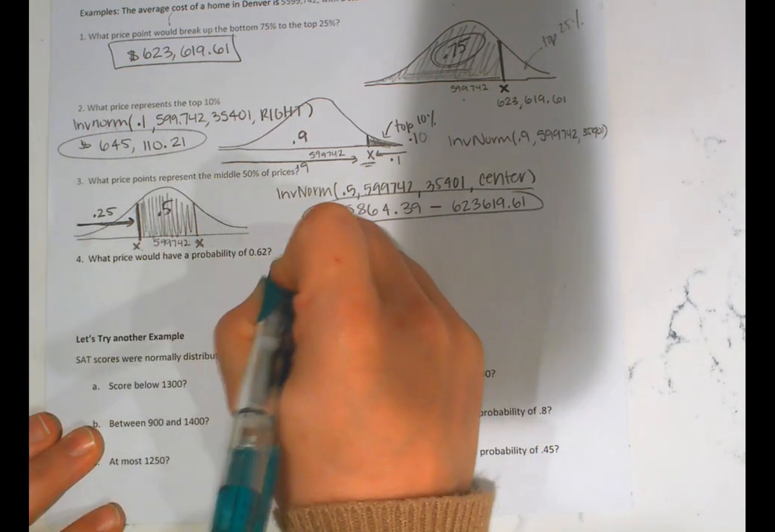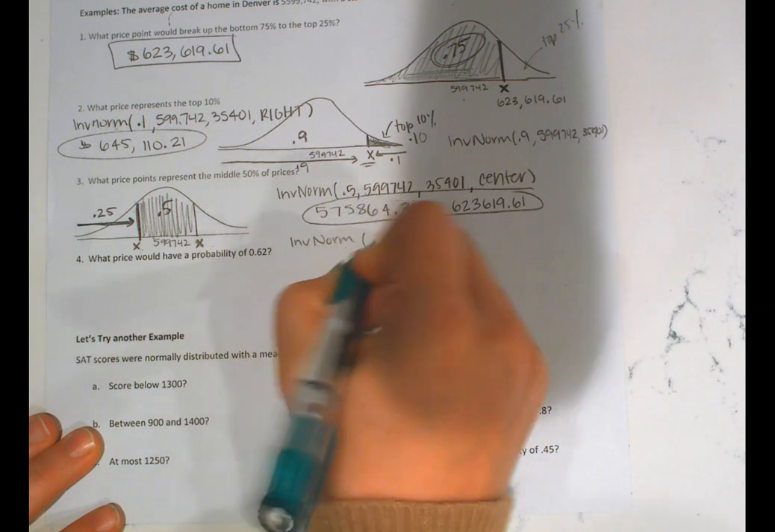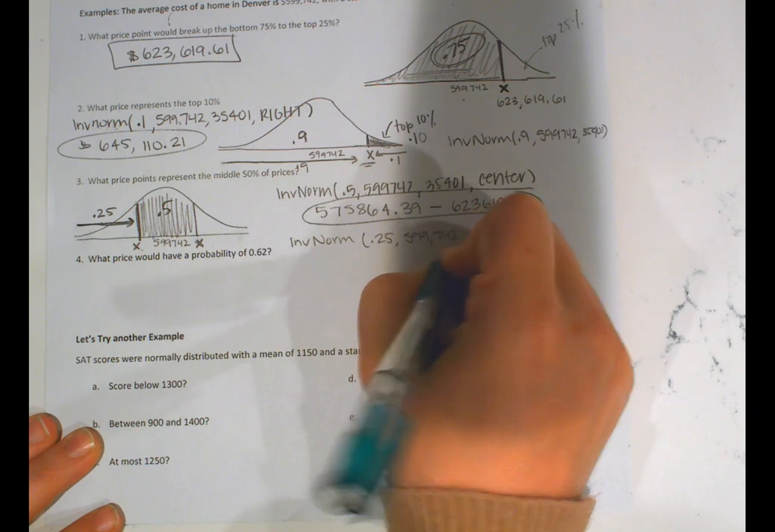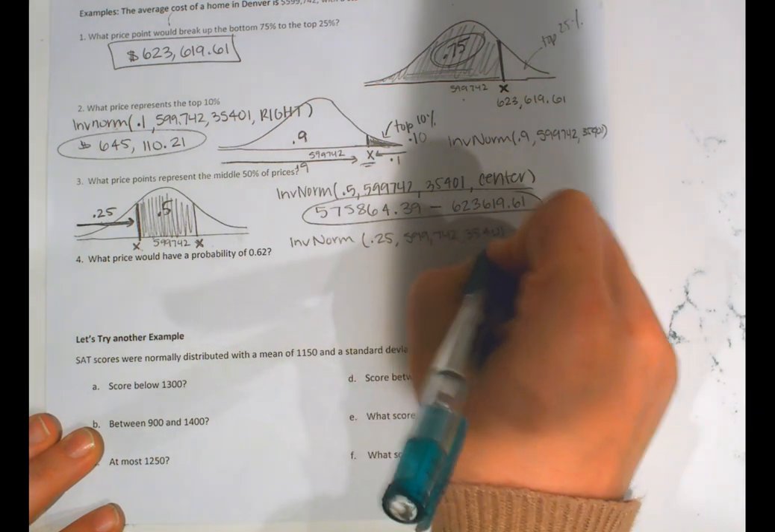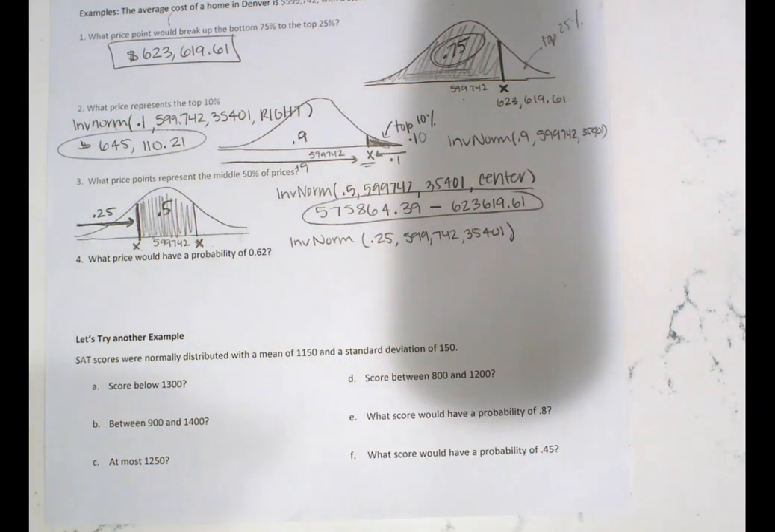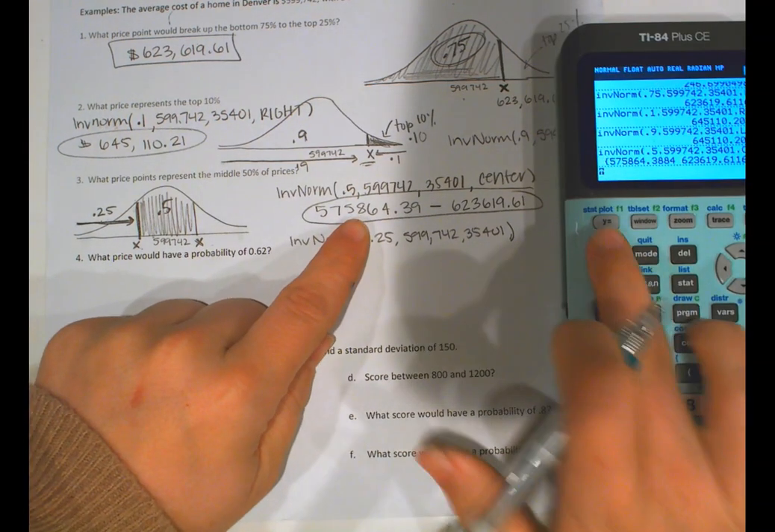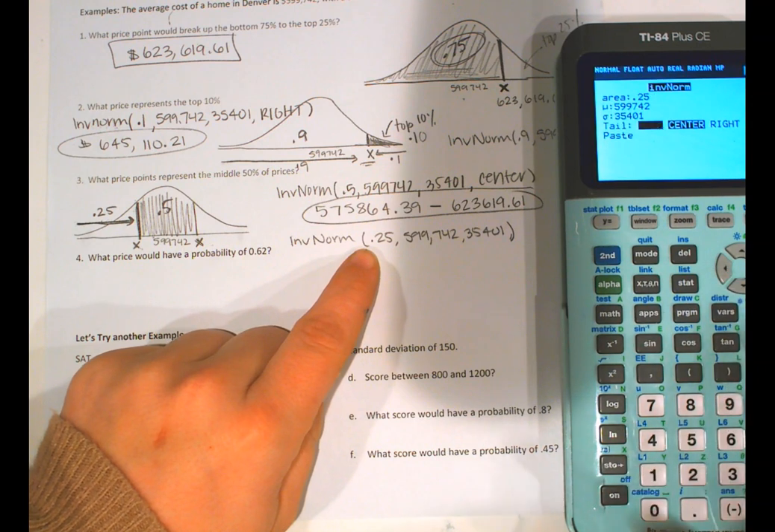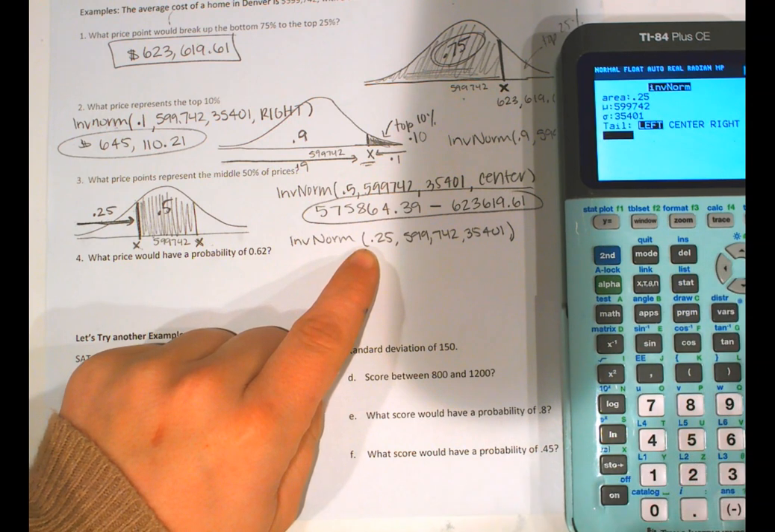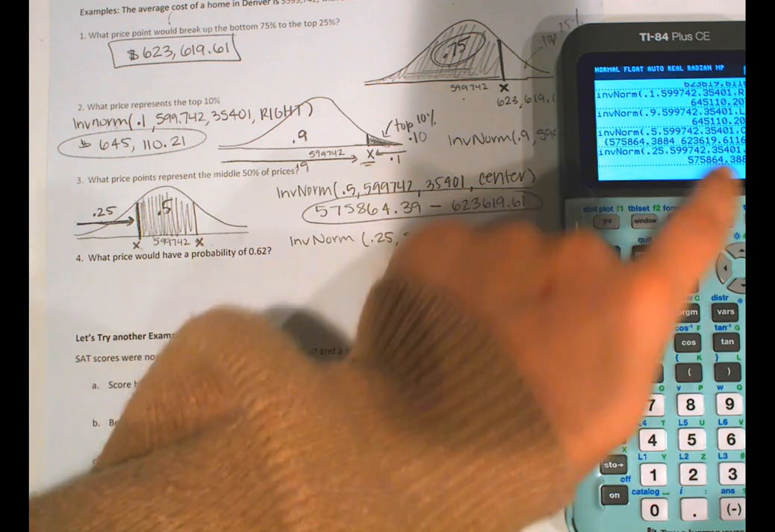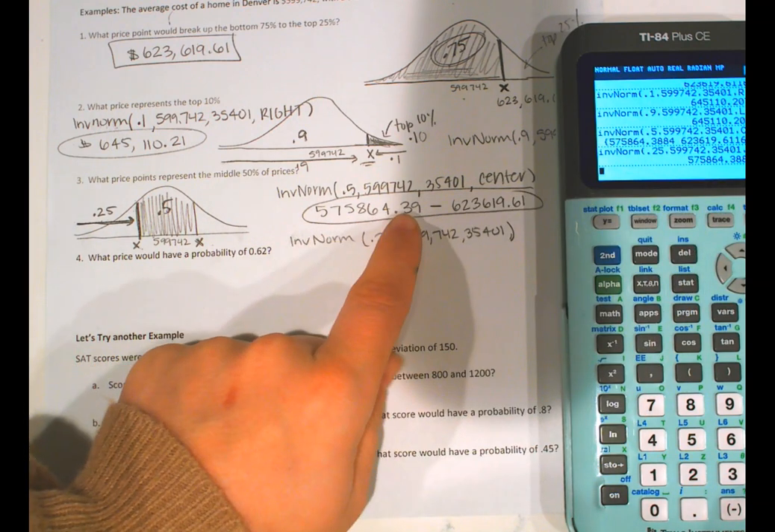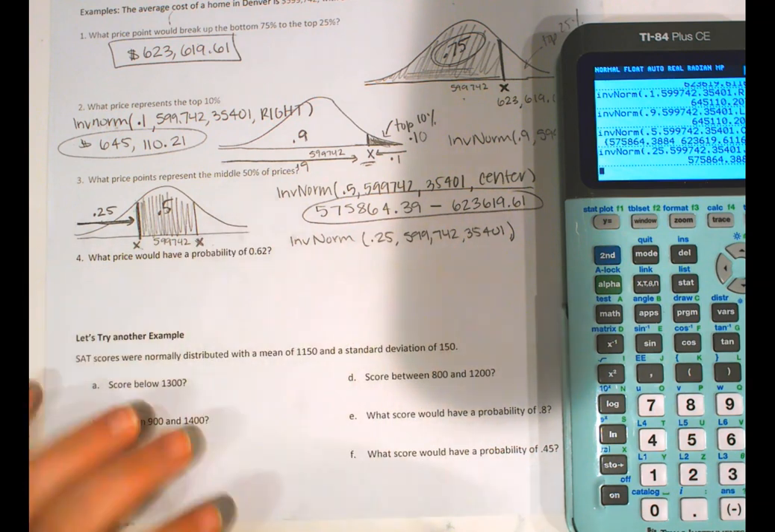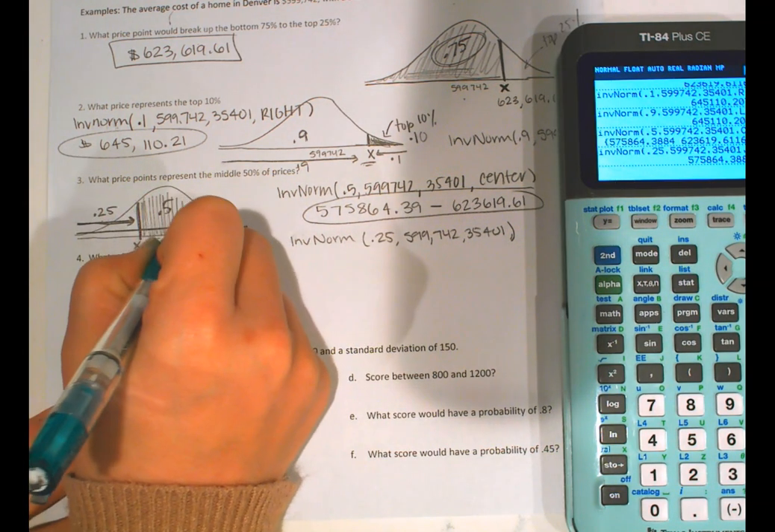So if I do invNorm of 0.25, mean is 599,742, standard deviation. And again, yours is always assuming left. You're going to get that first value there. So 0.25, mean and standard deviation are still the same. I'm coming from the left, and that's that first value that the calculator from the center told us. Same one. So now we just need to go find this x value.